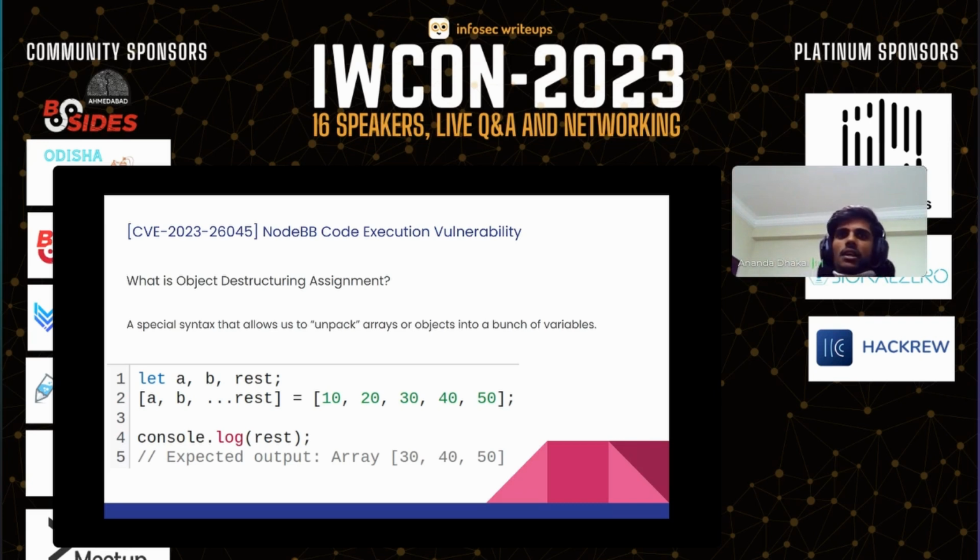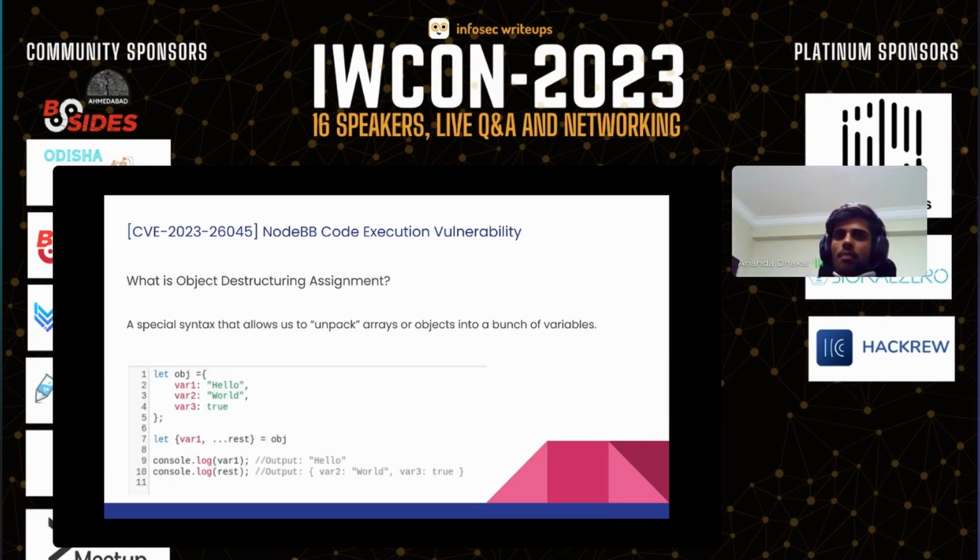So in this example, you can see that we have a, b, and triple dot rest, and everything else is being assigned to rest, right? In the case of functions and objects, this is how it's used. You can see that var1 is displaying hello, and rest is displaying an object with the values of var2 and var3. So now that we know what object destructuring assignment is, let's look at what the patches have to offer us.